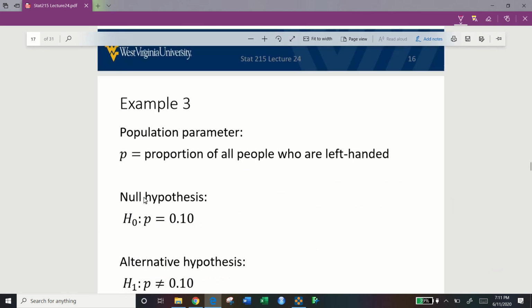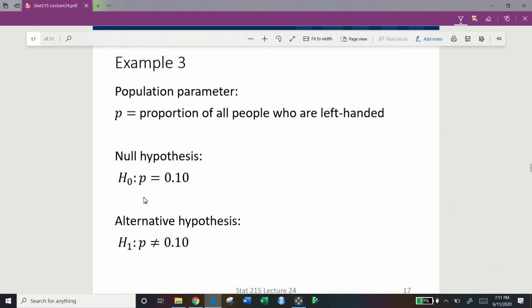Okay, let us begin by defining our population parameter and stating our hypothesis. In this case, our population parameter will be p, the proportion of all people who are left-handed. Our null hypothesis will be p equal to 0.10, and our alternative hypothesis will be p not equal to 0.10. Remember, in the original problem, we saw the word difference. That is a good indicator that our alternative hypothesis will be not equal to.